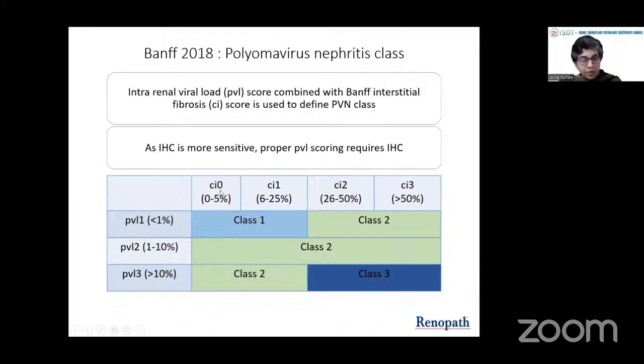And also we look at the interstitial fibrosis. The CI score is what we normally do for our interstitial fibrosis tubular atrophy, IFTA, scoring. So the CI 0, 1, 2, 3. So we have two scores.